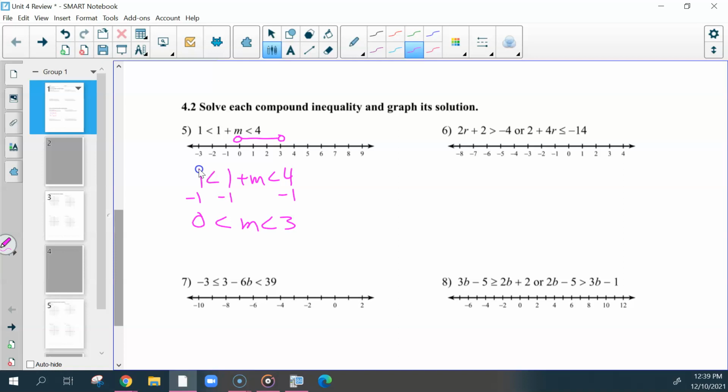So for these answers, solve it. You need your solution set. You could write it like this, or in interval notation. You don't have to write both. You don't have to write the interval notation, but if you feel comfortable with doing that, you can use that. And then your graph.